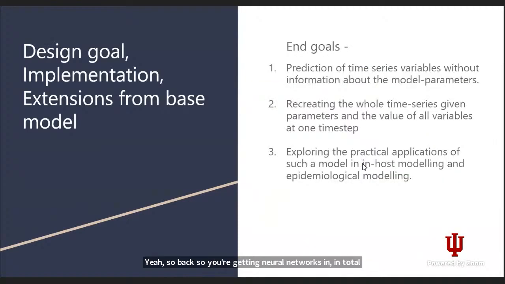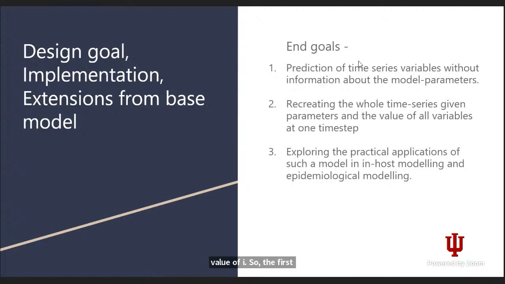So the design goals for my project involved creating a surrogate model which could perform better than an SIR model. In an SIR model, you have to give it the parameters, like beta or n number of parameters, and you also give the model the starting values of S, I and R. So here the idea is that you just look at a sequence of S, I, or R, and you know nothing about those parameters, and you're still able to predict what comes next, what is the next value of I.